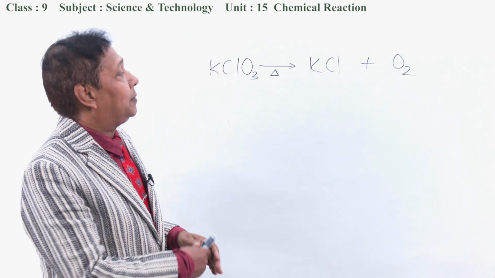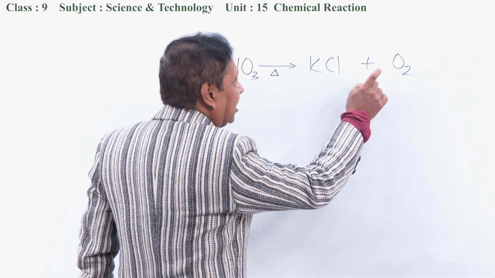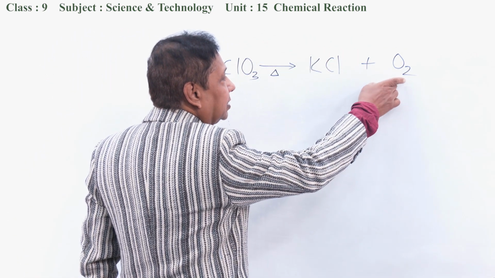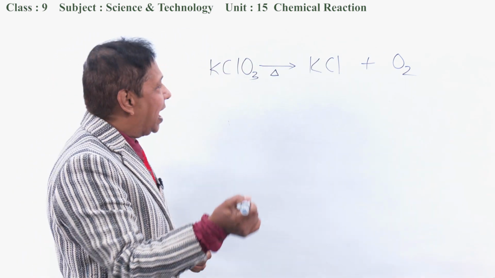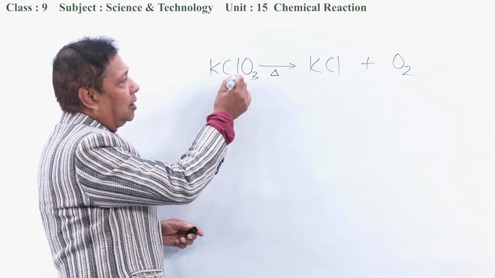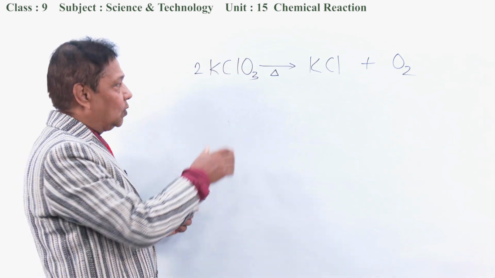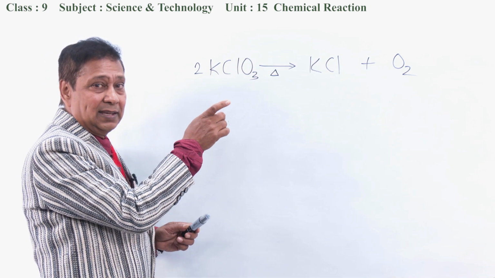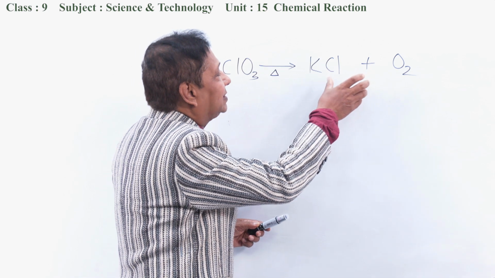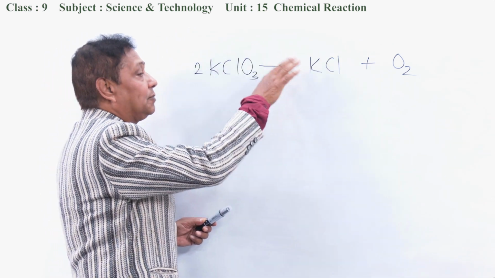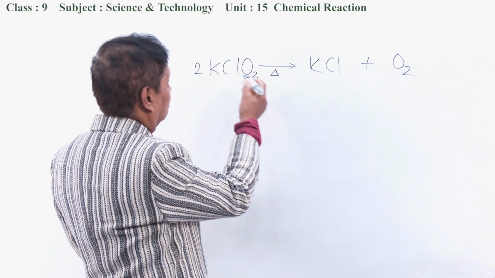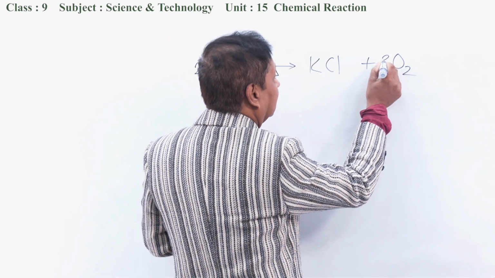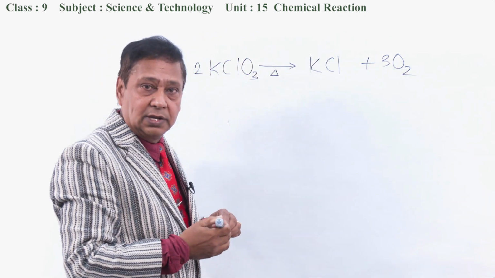Now, for balancing, it will be better to start from the right hand side, oxygen 2. Here we have 3. That's why what I am doing, I want to multiply this odd number with 2. Then what happens? 3 twos are 6. Now I'll try to balance. Hitting with this number, I'm trying to balance. That's why this is called the hit and trial method. 3 twos are 6 here, and if I take here 3, then 3 twos are 6, oxygen is balanced.